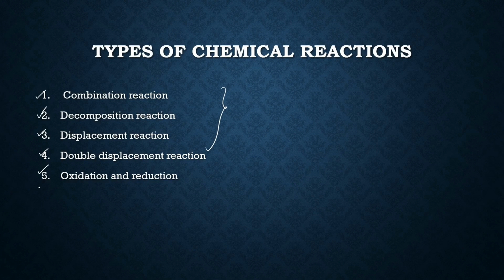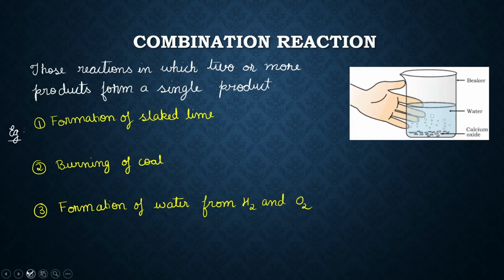So the first one is combination reaction. All those reactions in which two or more reactants lead to the formation of a single product. You need to note down that you will have just one product. Then all those reactions are referred to as the combination reaction. Let's look into a few examples.